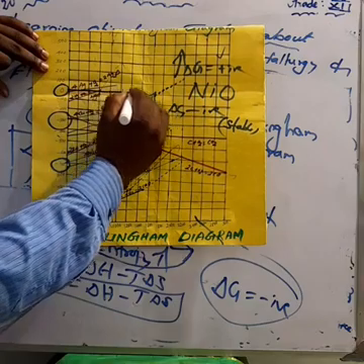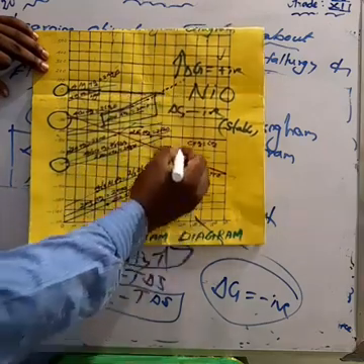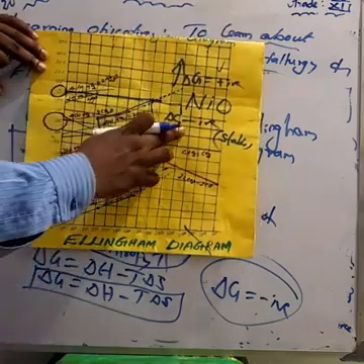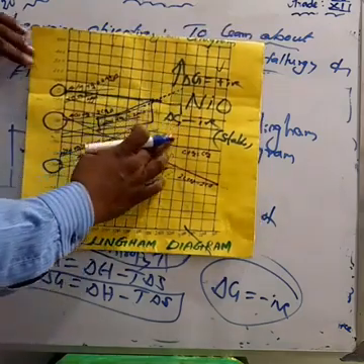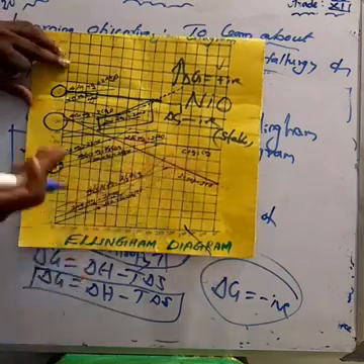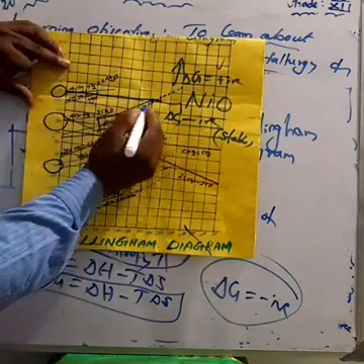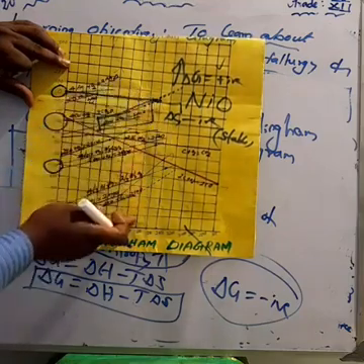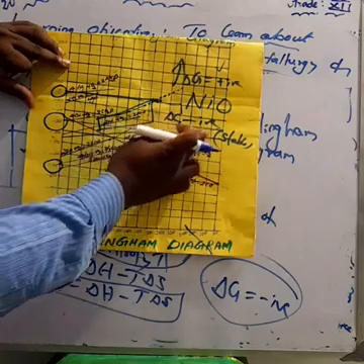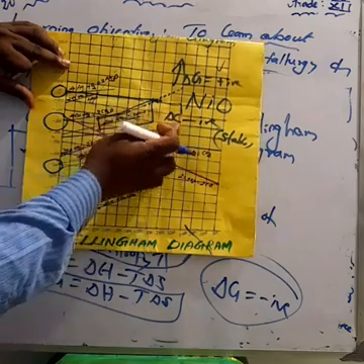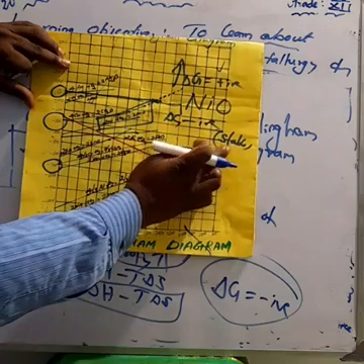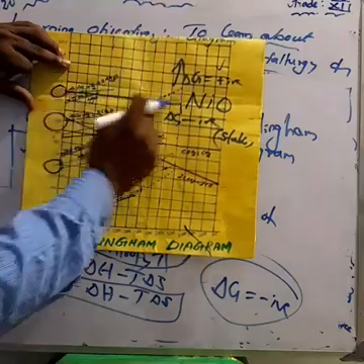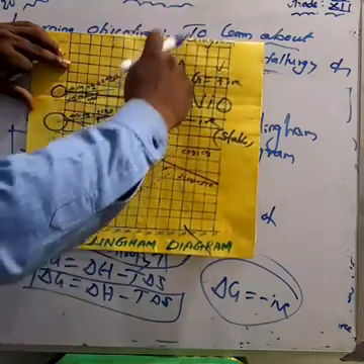Am I right? Here it becomes zero at a particular temperature. So for the formation of a metal oxide, first it becomes less negative, a small negative. Nickel oxide, a small negative. At a particular temperature it becomes zero. Below this temperature, the delta G value becomes negative, and here the oxide is stable.